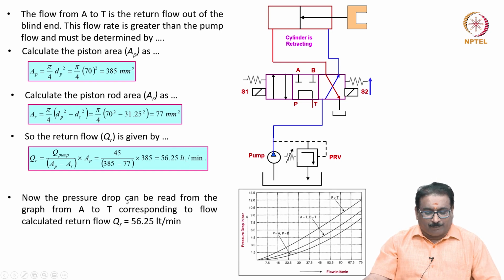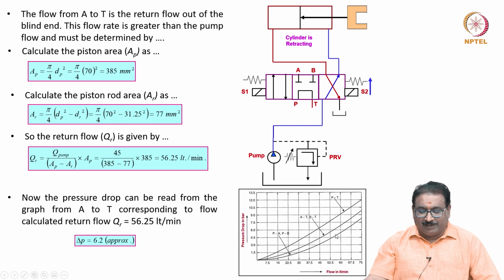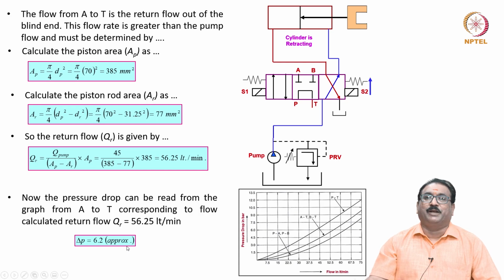Now the pressure drop can be read from the graph A to T, no? A to T, it is correct. A is connecting to T. A to T corresponding to the flow rate, return flow how much it is? 56.25. You will mark here approximately 56.25 and you will move up, approximately I will get here 6.2, correct? 6.2 is the pressure drop for the return flow. Very simple like this. How to read this you have to learn. Very, very simple. Whether it is a crossed configuration or otherwise, you have to find out the same way.